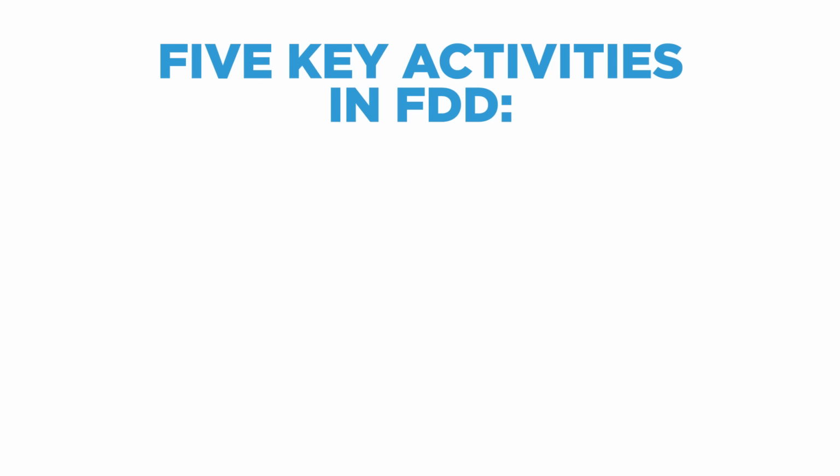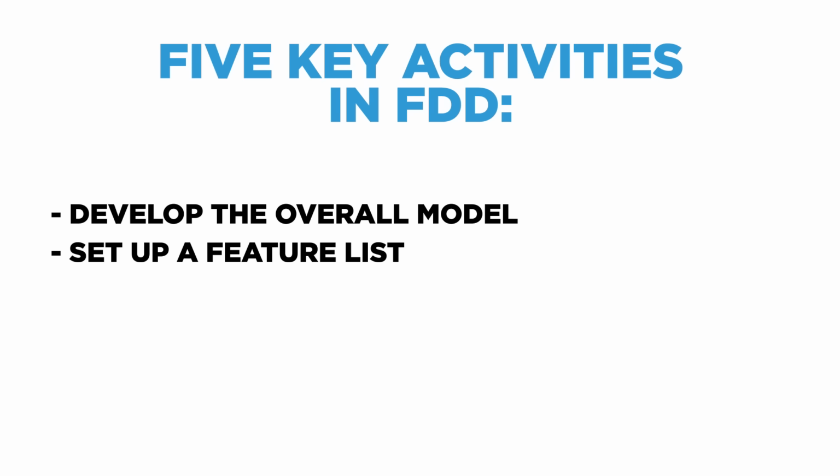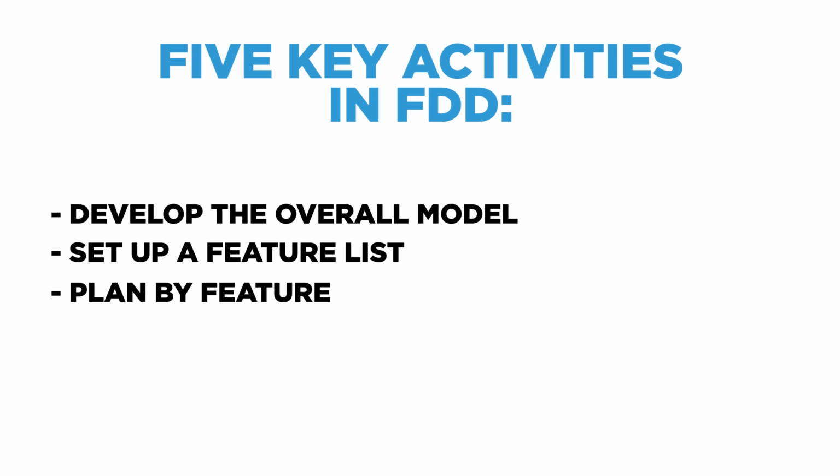In FDD, you'll need to do the following things. Develop the overall model. In this key activity, the project scope is defined, multiple models are proposed, and then the best one is created. Set up a feature list. According to your customer's needs, you should put together a list of features that need to be developed. Plan by feature. Once the list of features is assembled, individual features go through a complexity assessment to determine the order in which they'll be implemented before being assigned to individual team members.